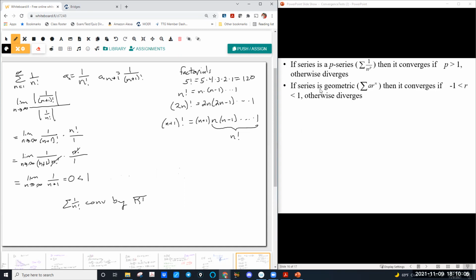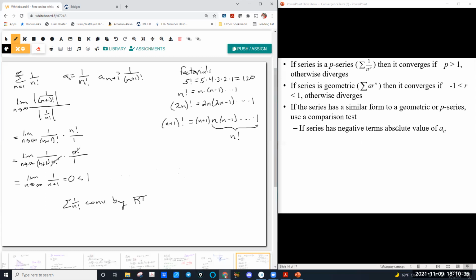Also, next is identify if it's geometric. You'll know it's geometric because the general term will be an exponential function. If it's geometric, all you need is the common ratio to be between -1 and 1. If it's similar to a geometric or p-series, use one of the comparison tests, either a straightforward comparison test or a limit comparison test.